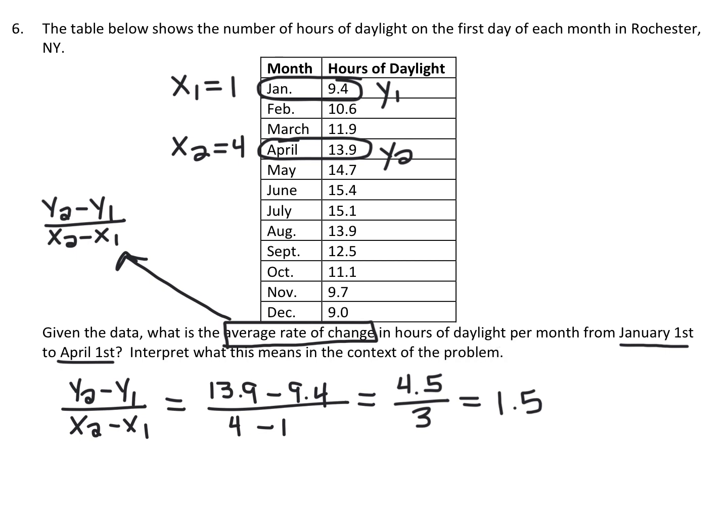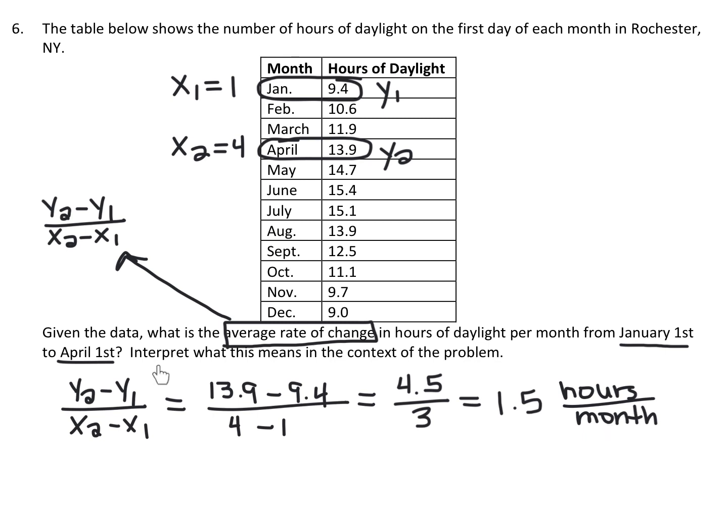And it makes sense, because think about it. Aren't these the y's on top, which is hours of daylight? And aren't these the x's on the bottom, which is months? And instead of writing out hours of daylight per month, if you prefer to do it like this, hours over months, that just means hours per month. I guess you could write it like that as well.